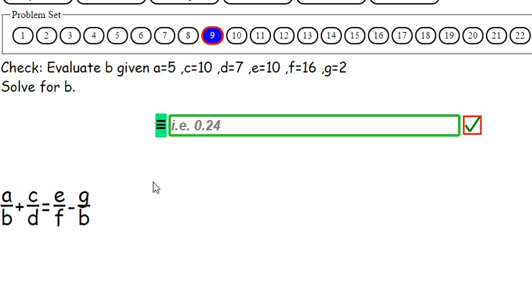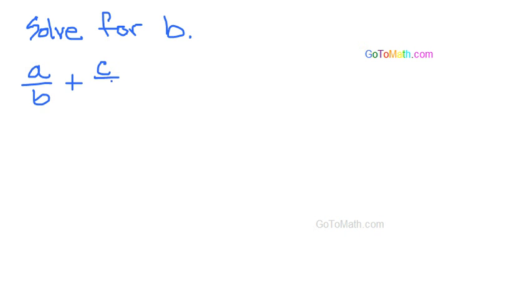Okay, so let's go to the whiteboard. And I'll just rewrite this. Okay, so we want to solve for b. And we have a over b plus c over d is equal to e over f minus g over b. Minus g over b.